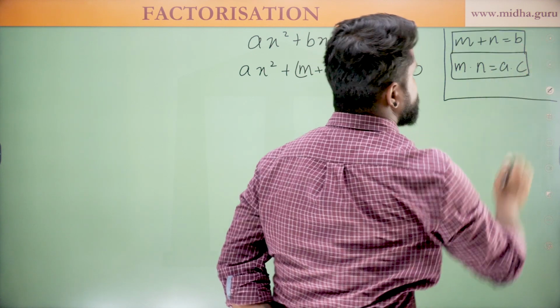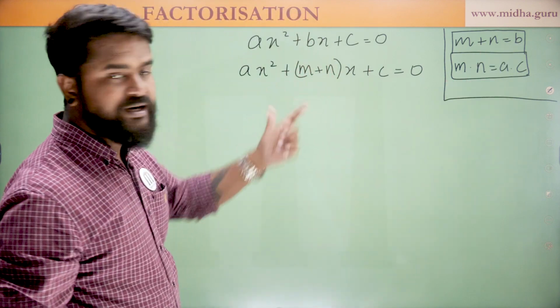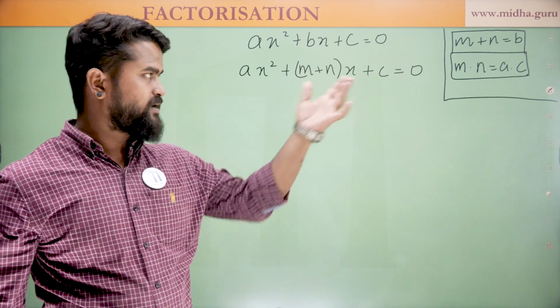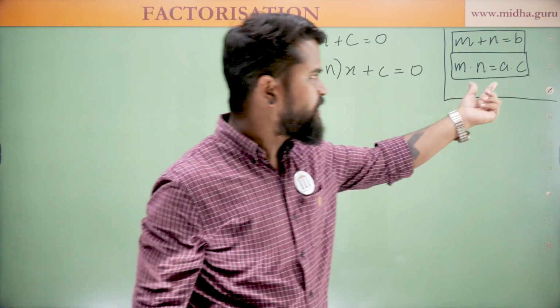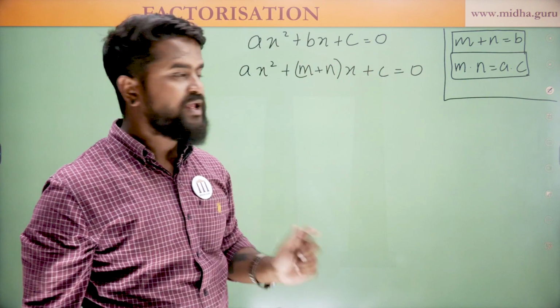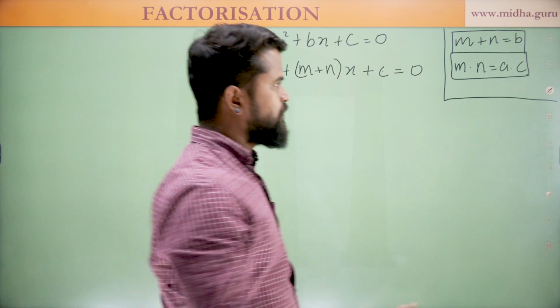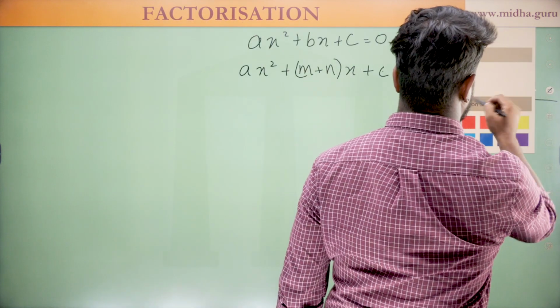These are the conditions that you must remember to apply this split the middle term method to factorize it, right? So here again, you must choose two numbers such that the sum is equal to the middle term and the product is equal to the product of these two. What does all this mean again?